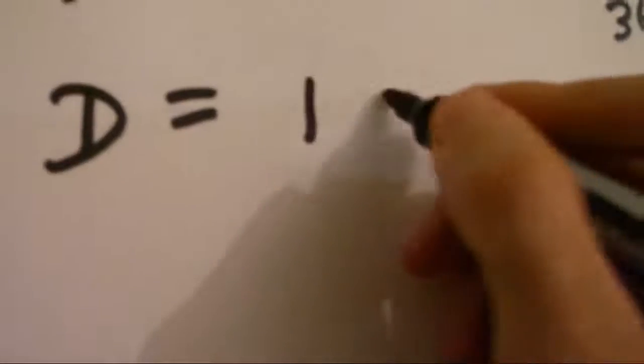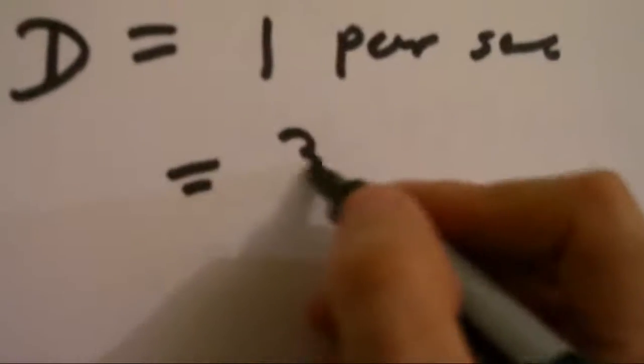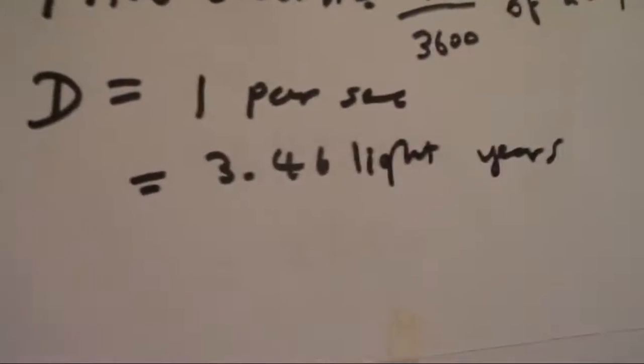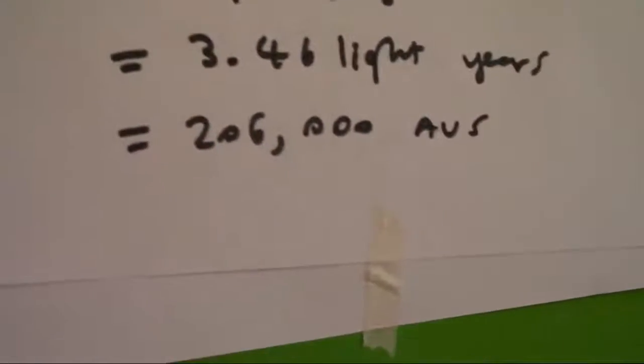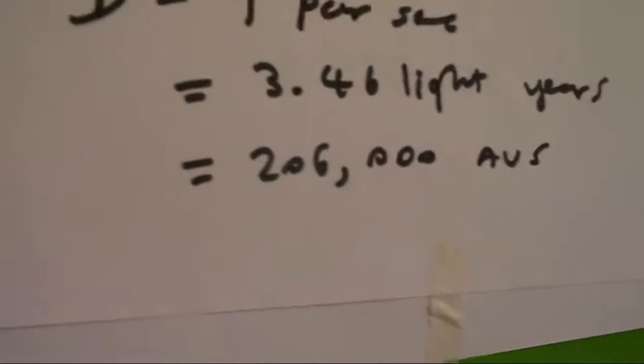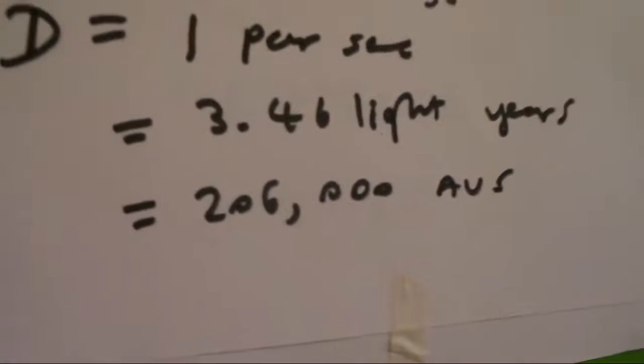Okay, so the distance to D equals 1 parsec, which equals 3.46 light years, or it's the same as 206,000 AUs, or astronomical units. So that's 206,000 times 93 million miles. And that is the mechanism used by physics to determine star parallax.